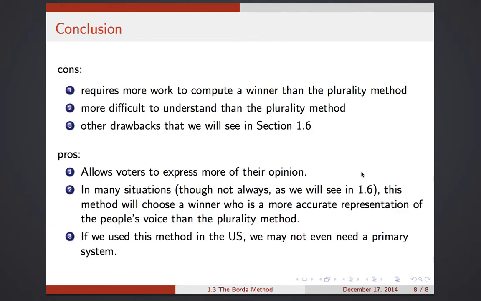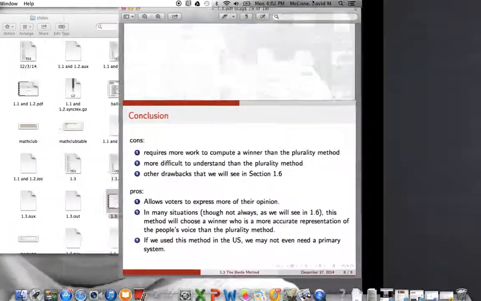And there's some other pros you can talk about. I don't know if this is true or not, but if we use this method in the U.S., we might not even need the obnoxious primary system we have where candidates start duking it out 3 years before the election, right? If we were allowed to use a preference ballot and a point system, why have a primary system, right? Why does the Republican Party need to nominate a single candidate if people can just rank who they like, right? So anyway, something to think about, and that's all I had to say about the Borda method.